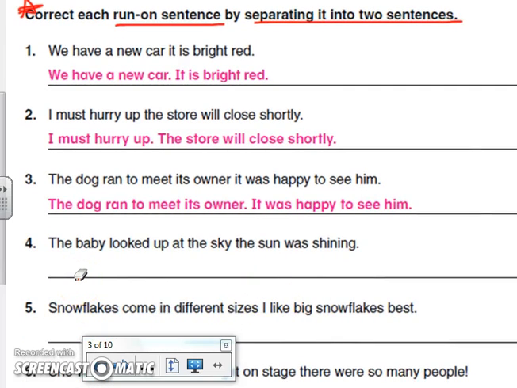Number 4, the baby looked up at the sky, the sun was shining. Whew, that's even hard to say. So you should have separated. The baby looked up at the sky, period. Looked is the verb. Who looked? The baby. So there's a subject and verb. That's independent. The sun was shining. Was shining is the verb. Who was shining? The sun, which is the subject.